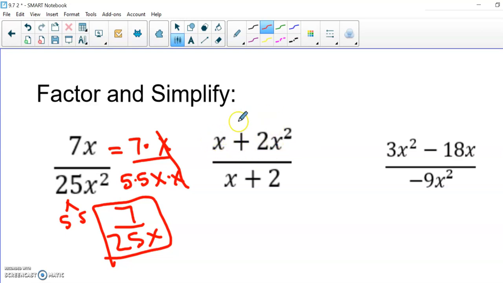This one, we're going to factor this binomial. What does x and 2x squared have in common? They have an x in common, so we're going to factor out an x. And remember, you have to put that 1 in there to hold the place.